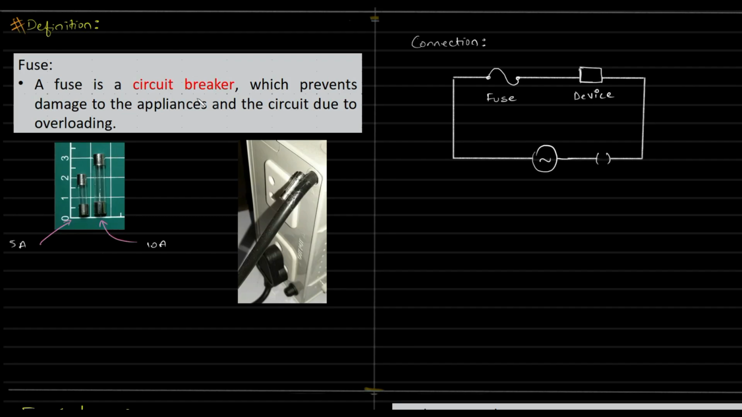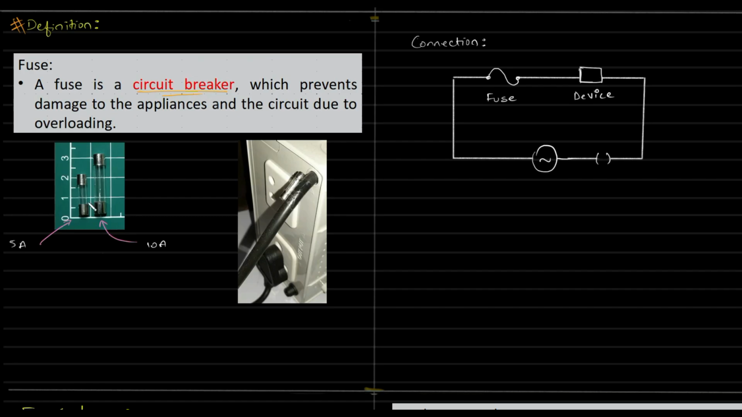A fuse is a circuit breaker which prevents damage to the appliances in the circuit due to overloading. So obviously it is something which breaks the circuit. See, overloading happens within a fraction of a second, and within that fraction of a second, if you are able to switch off, or if you have a mechanism wherein it itself will switch off, that will protect your devices. So fuse is one of that.